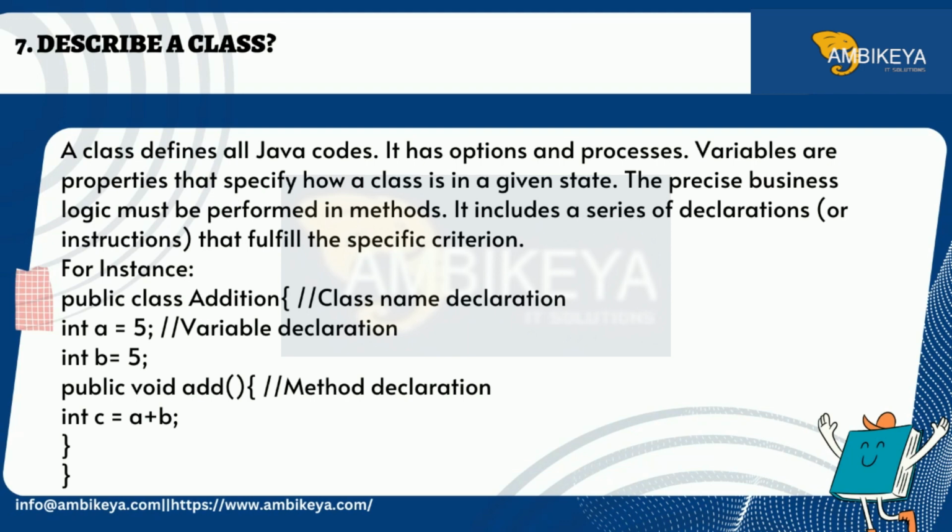Describe a class. A class defines all Java code. It has variables and methods. Variables are properties that specify the state of a class. The precise business logic must be performed in methods. It includes a series of declarations or instructions that fulfill the specific criterion. For instance, public class addition, class name declaration. int a equals 5, variable declaration. int b equals 5. public void add, method declaration. int c equals a plus b.